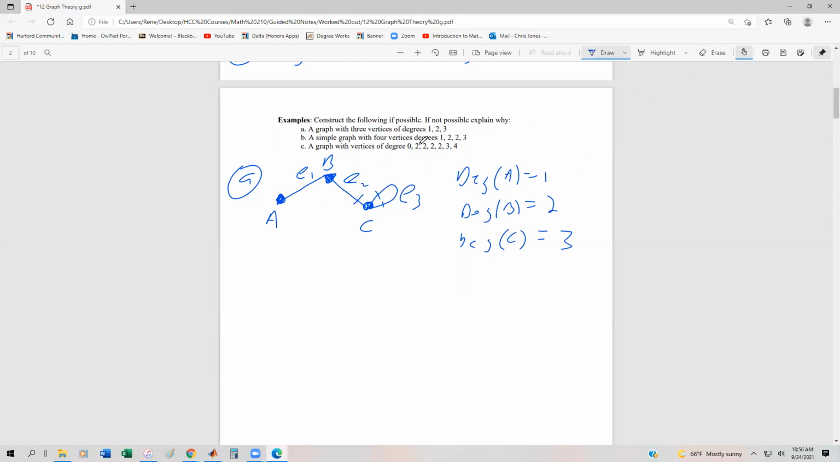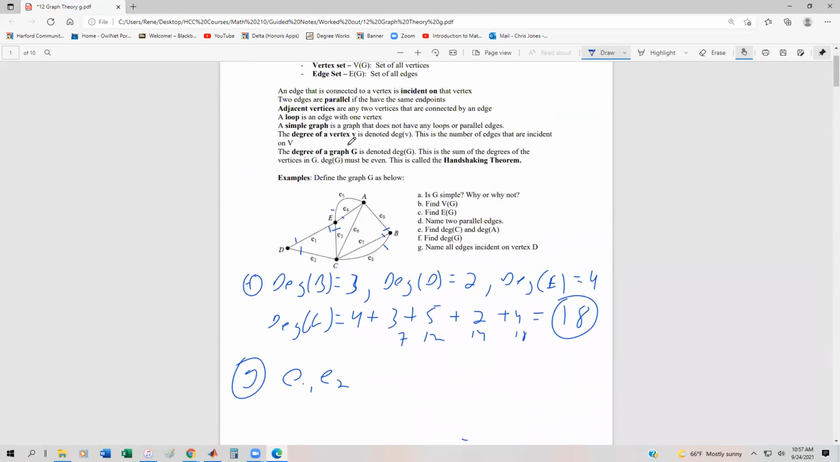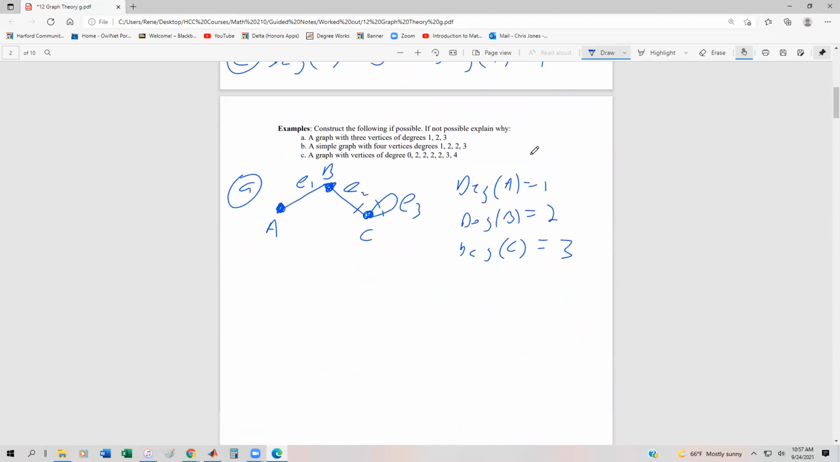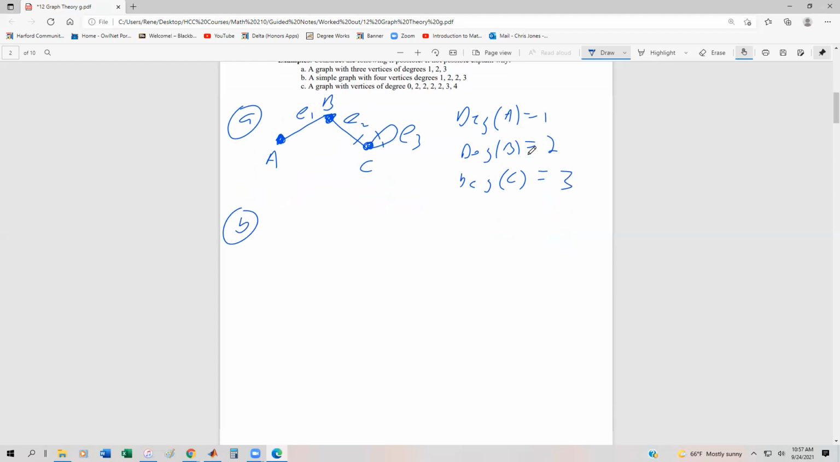Right. For letter B, we want a simple graph with 4 vertices, degrees 1, 2, 2, 3. And remember, simple graph, right? A simple graph has no loops, no parallel edges. All right, so let's see if it's even possible. And again, you might want to pause the video and try it for yourself. All right, here's the way that I would do this.